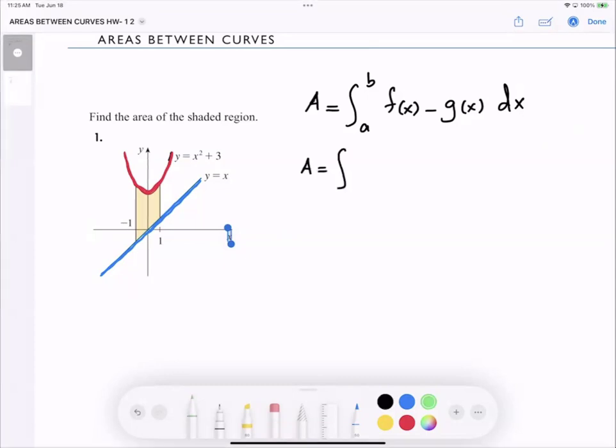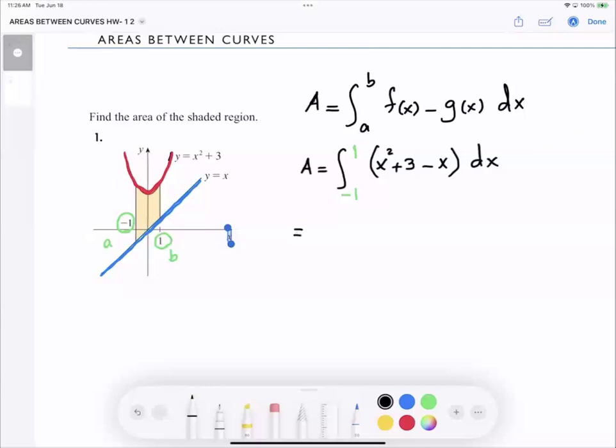Please note that here you have the starting point and the ending point. Your a is -1 and your b is 1. So far we know that this is -1 to 1. But the object is not symmetric. Just be careful here, everyone. The object that you have is not of symmetric shape. f of x is x squared plus 3, and g of x is x. Then you take the integral with respect to x.